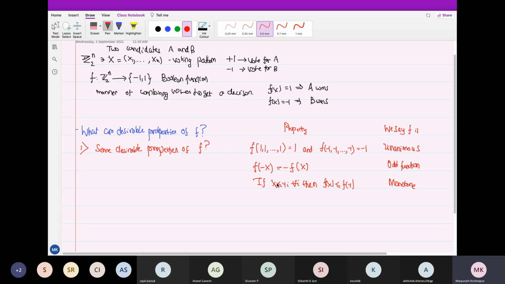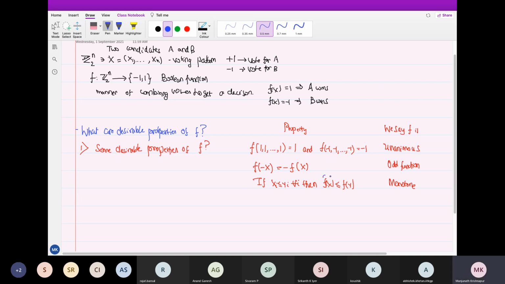So it means that person by person, the voting is better for A, meaning it's not just that A gets more votes. It's not that. Each person in x, if they vote for A under x, they will also vote for A under y. But some people may have changed their vote from B to A when going from x to y. So certainly in such a situation, if f of x is 1, f of y should also be 1. This property is not anything more than saying that.